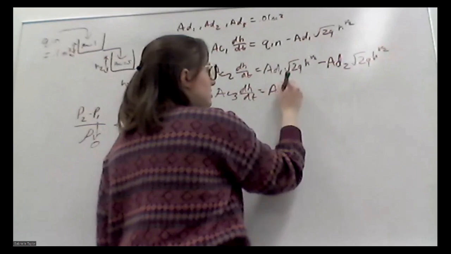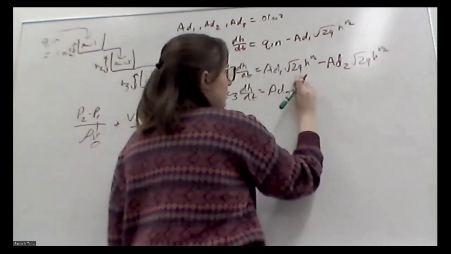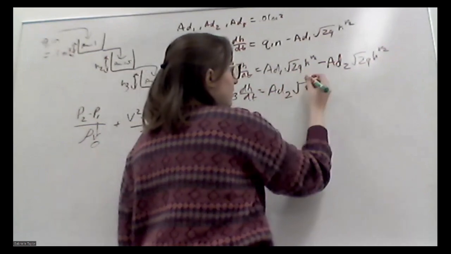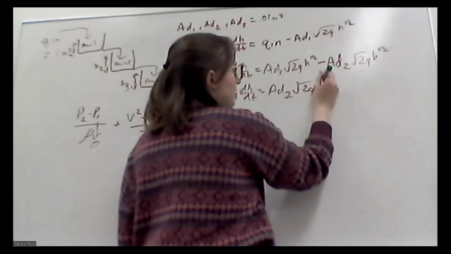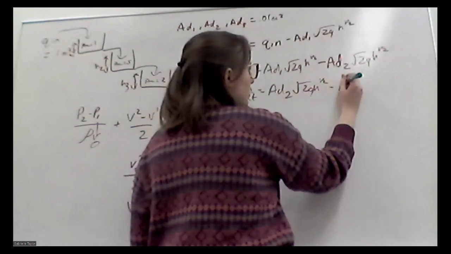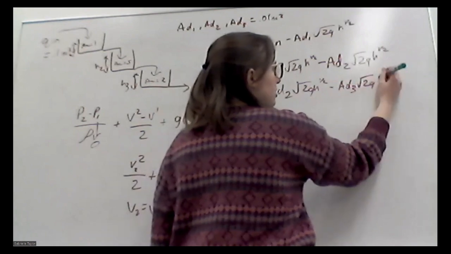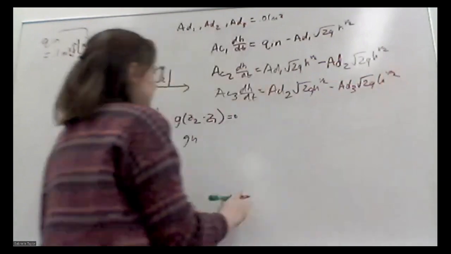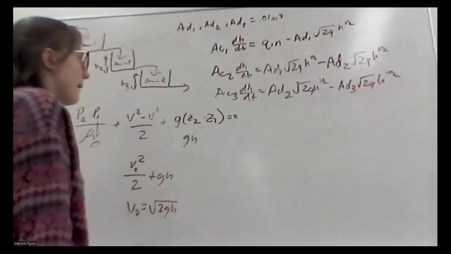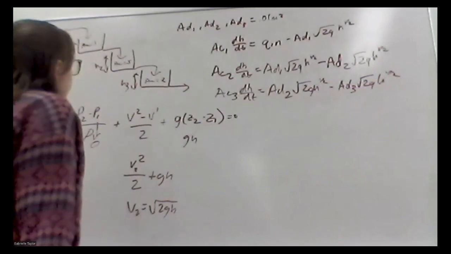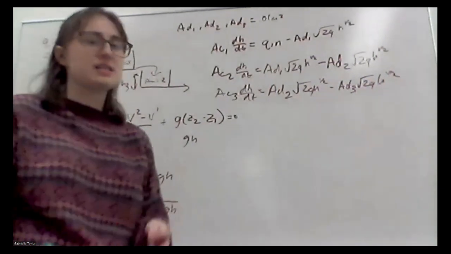It equals the cross-sectional area of the second times the square root of 2gh2, minus the area of the third times the square root of 2gh3. Okay, so we know this. Also, we know that this is at steady state to begin with.